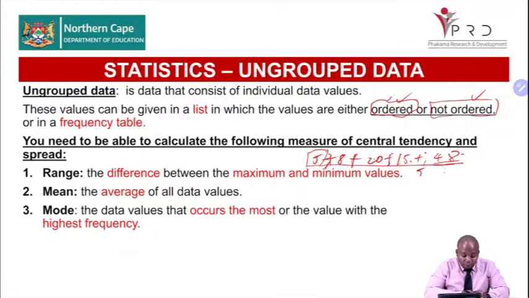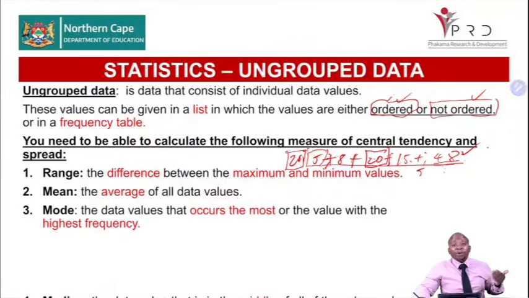Number 3, we are going to look at the mode. The mode is the data value that occurs the most, or the value with the highest frequency. So when we are looking at the mode, we are going to look at the data value that occurs the most. Here I don't have any mode, but let's say, for example, I have another 20 here. So I'm just adding that 20 so that we can look at the mode. The mode, we can see that 20 occurs more frequently, as it appears twice in that data set. So the mode is the data value that occurs the most.